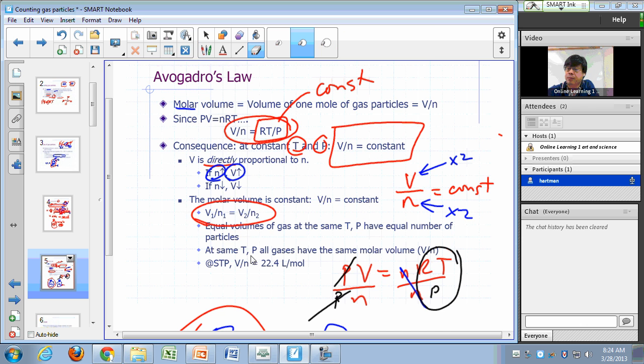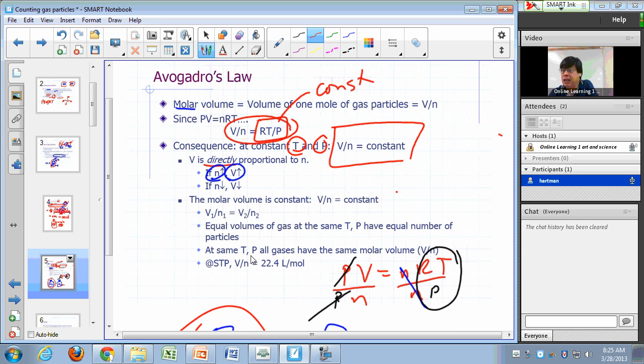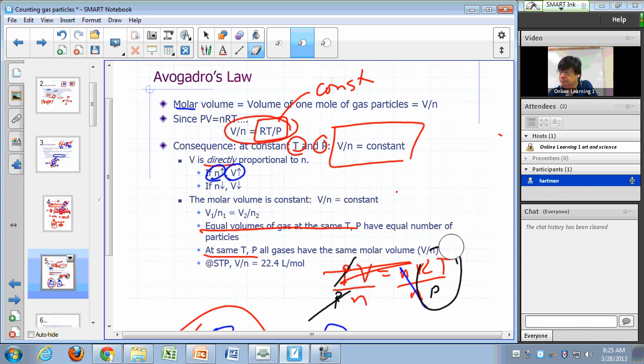Another way that Avogadro's law can be stated is that equal volumes of gas at the same temperature and pressure will have an equal number of particles. Or you can say at the same temperature and pressure, all gases will have the same molar volume.